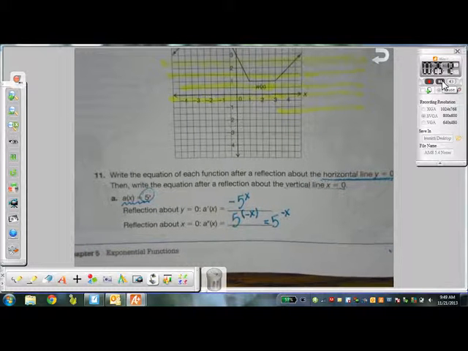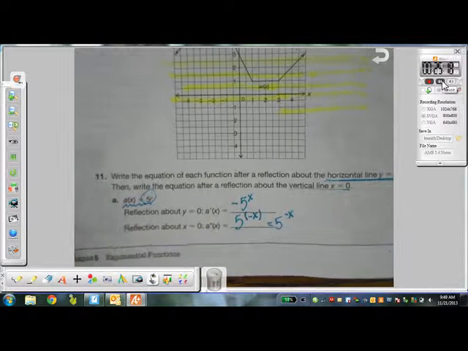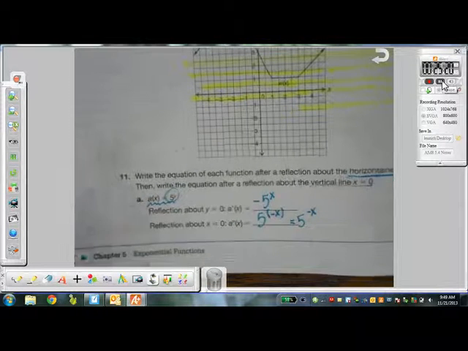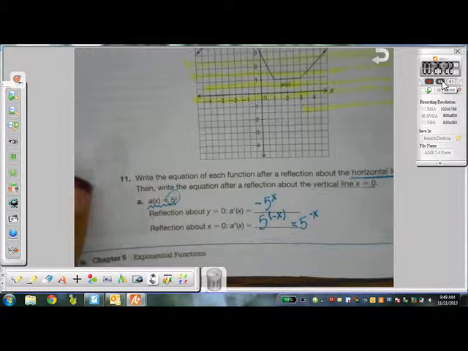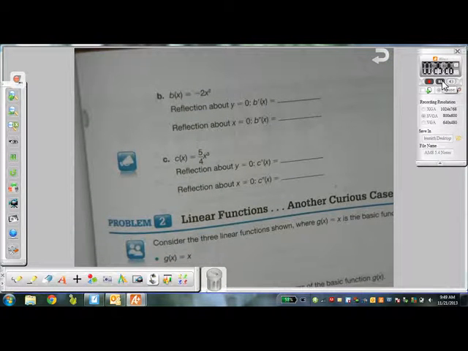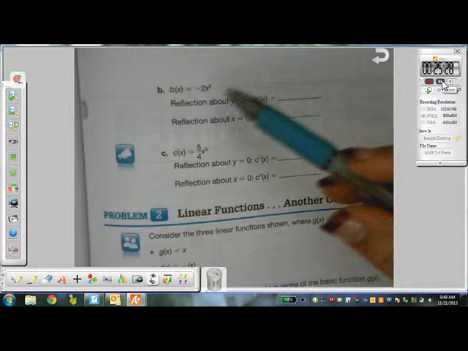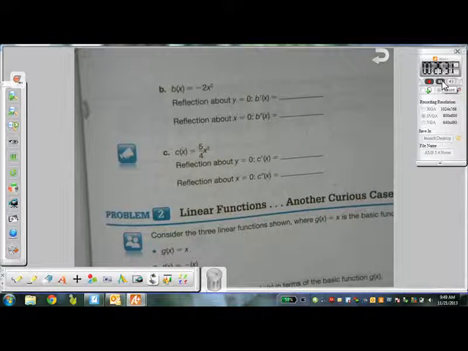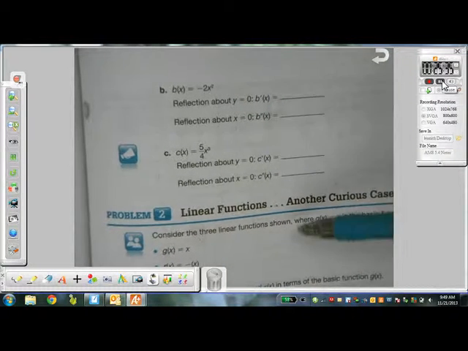So here's what I want you guys to do. On the next page, there's B and C. The idea is exactly the same as part A that we just did together. It's just that your basic functions are a little bit different. I'm going to give you like 2 minutes. I want you to try them on your own, and then we'll compare and see what we get, okay?